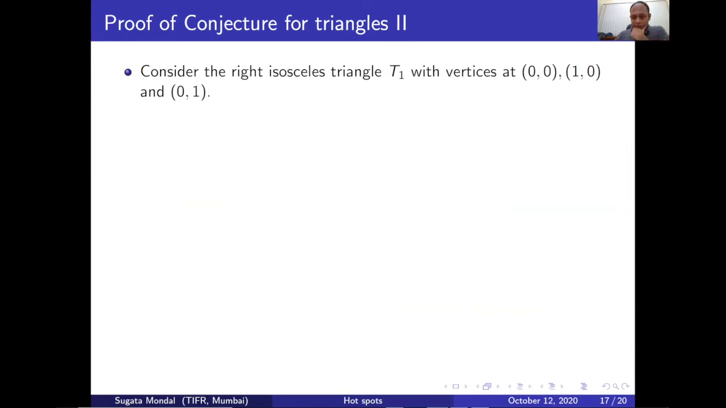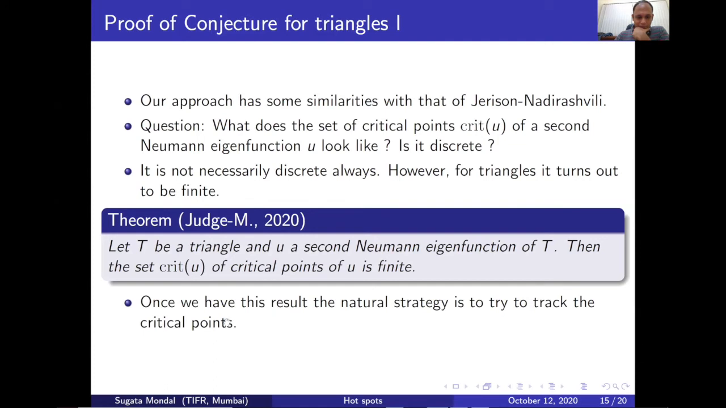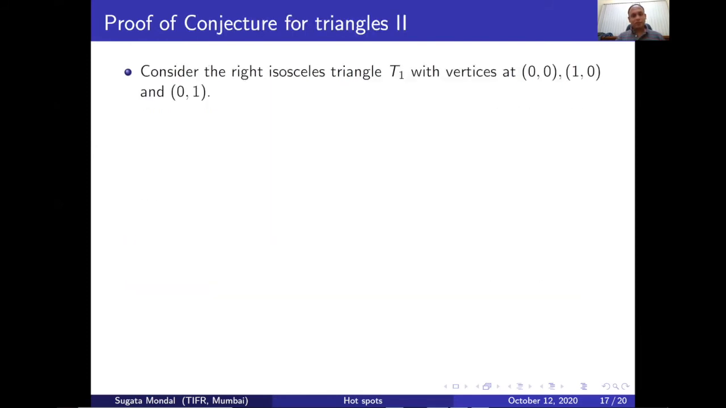Okay, so now I'm going to go back to what I meant in this last particular thing. Once I have this result, I know now that the critical points are actually finite. And then what I can do is try to track those. What do I mean by tracking? This is what I mean by tracking.